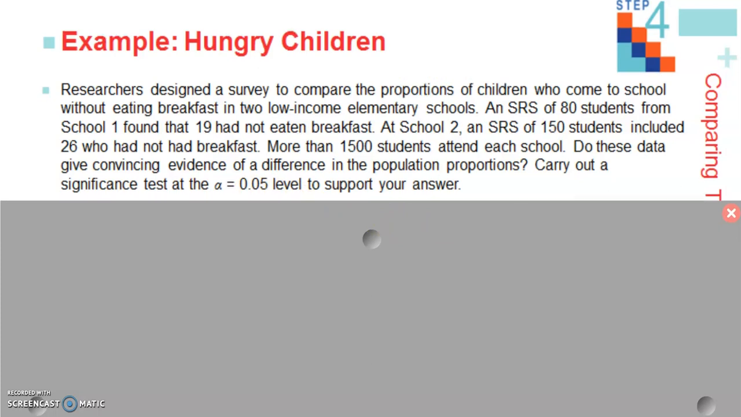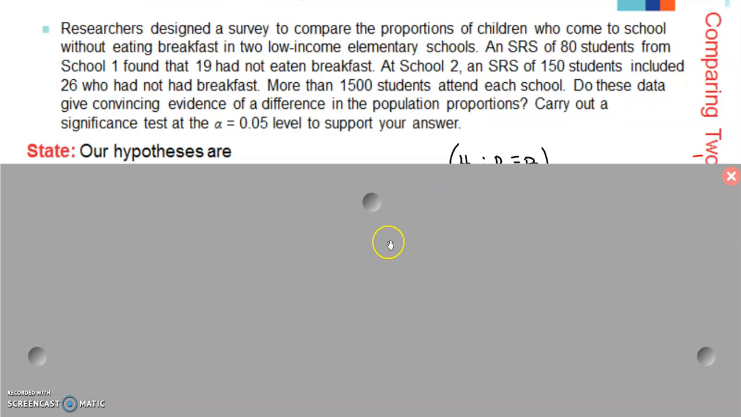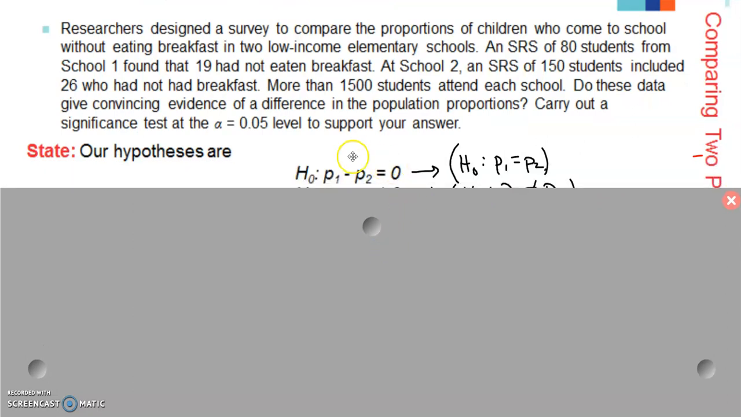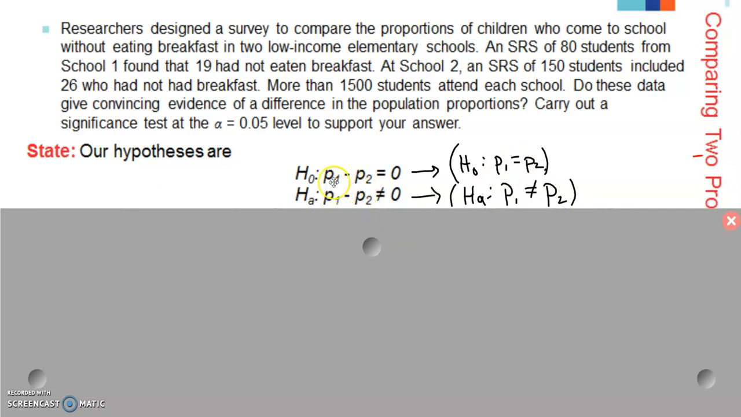So we're going to use the 4-step process, starting with the state, which is going to include our hypotheses. Now you could write the null hypothesis either one of these ways: P1 minus P2 equals 0, or P1 equals P2. And then the alternative, notice it's a not equals test because we just want to see if they're different or not. We don't have any preconceived notion about one being more than the other. We just want to know if they're different. And you could write the alternative either way.